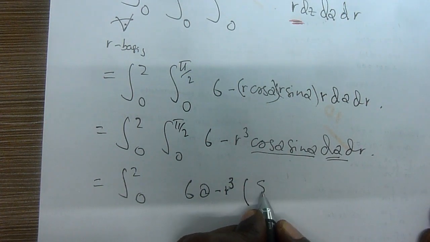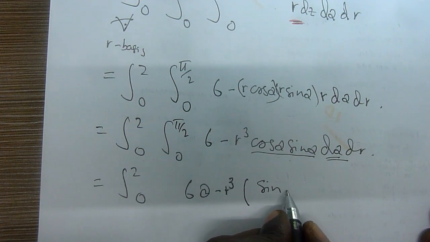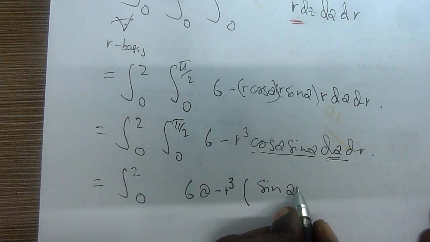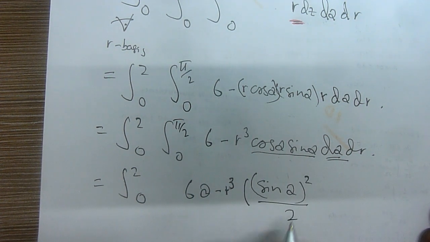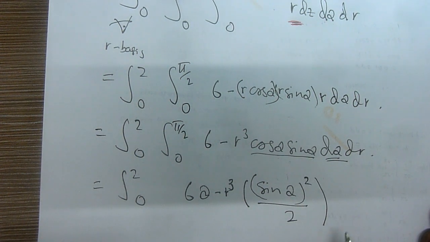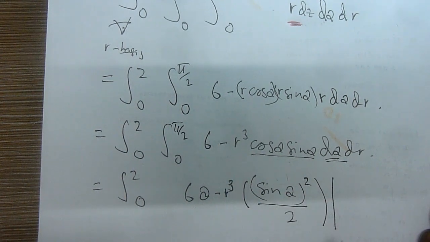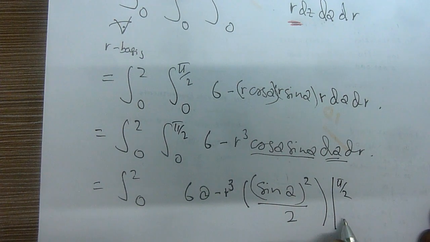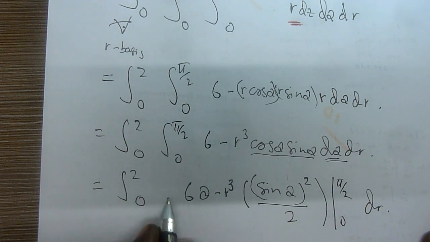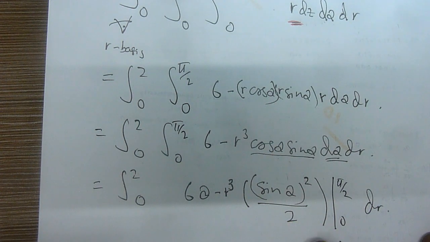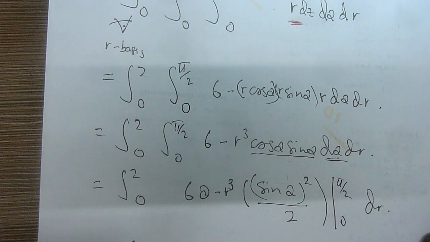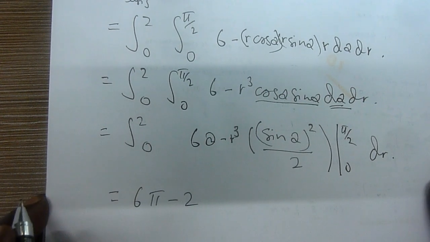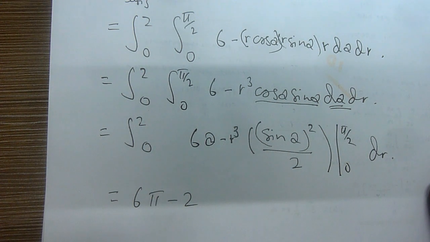Okay, here sine theta 2, okay, is 2 divided by the 2. Okay, divided by the 2, and then this one is a pi over 2 0, and dr, and okay, the theta, you need to substitute the theta and you can solve it. I'll give you 6 pi minus 2 as a solution. Just a quick solution kind of thing.